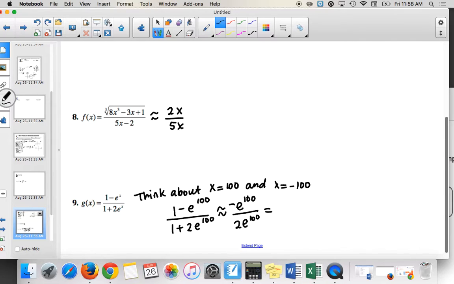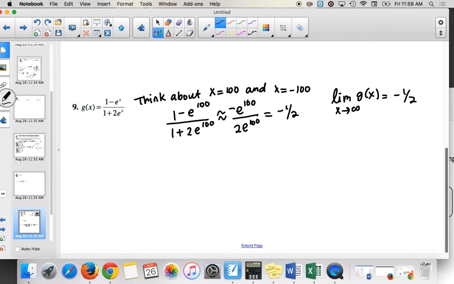Yeah, it's negative 1 over 2, right? So as you plug in even bigger numbers, 1,000, 1 million, 1 trillion, that's going to get even closer to the negative 1/2. Do you guys understand what I'm saying? So that means that our limit as x goes to infinity for our g of x function is negative 1/2.